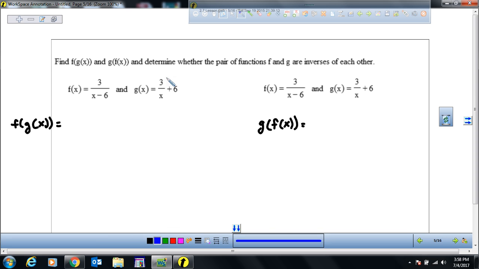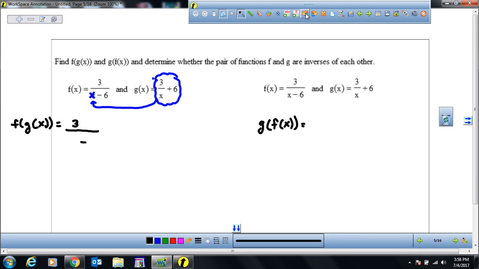So f of g of x means that we're going to substitute the function g, which is 3 over x plus 6, into the x of your function f right here. So then my new function is going to look like this. It's going to be 3 over x minus 6, but that x is going to be replaced with the function g, I'm sorry. And the function g is going to be 3 over x plus 6.